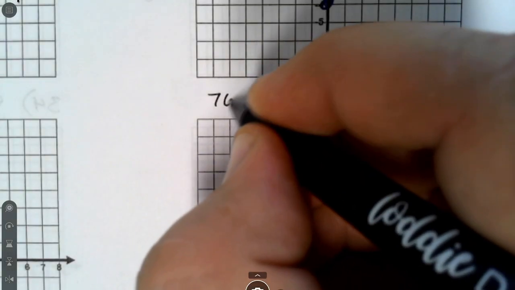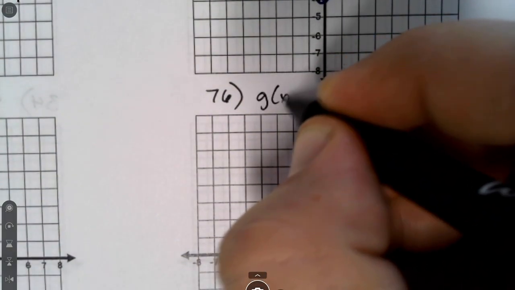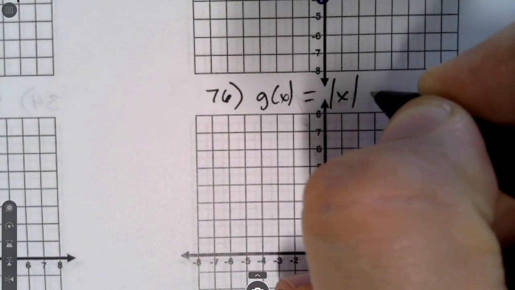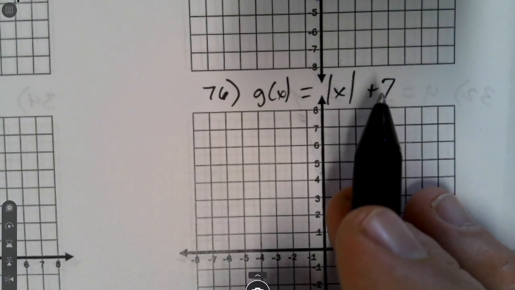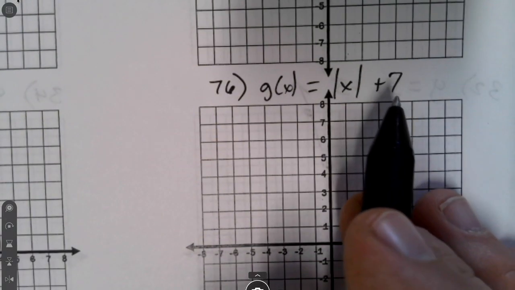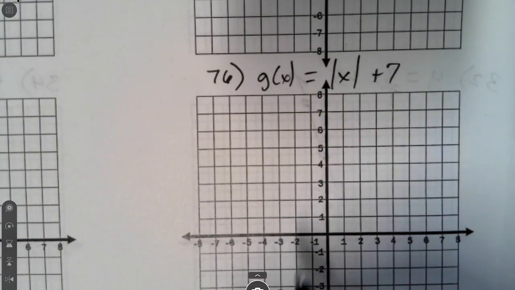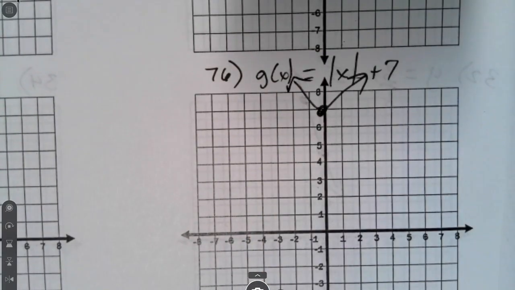Last one. 76, g of x equals the absolute value of x plus 7. So once again, when it's added or subtracted outside the absolute value, then it's a vertical shift. So this is going to shift it up 7. So we're going to be all the way up here at 7 and put the v way up there.